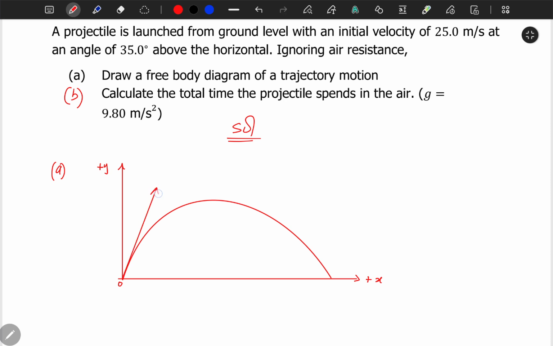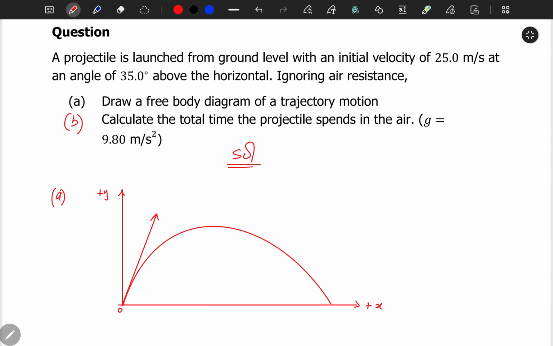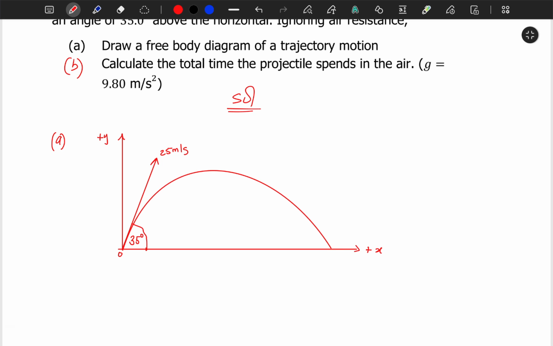It was launched at this velocity, which is 25 meters per second. Then we have the angle, which is 35 degrees. If you want, you can also indicate the maximum height reached there, and then indicate from there to there and say that is our range. At least when you have something like this, it will give you an idea of what you're talking about.